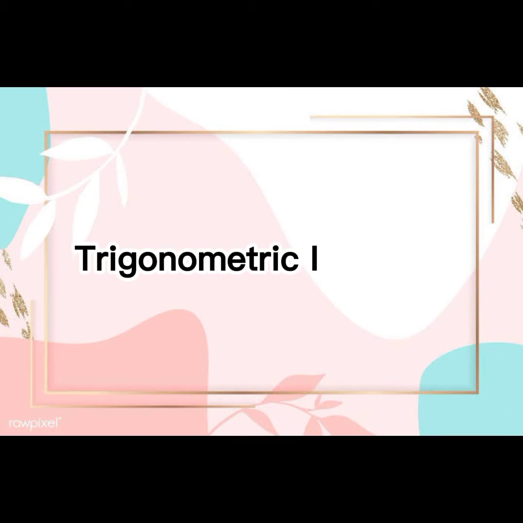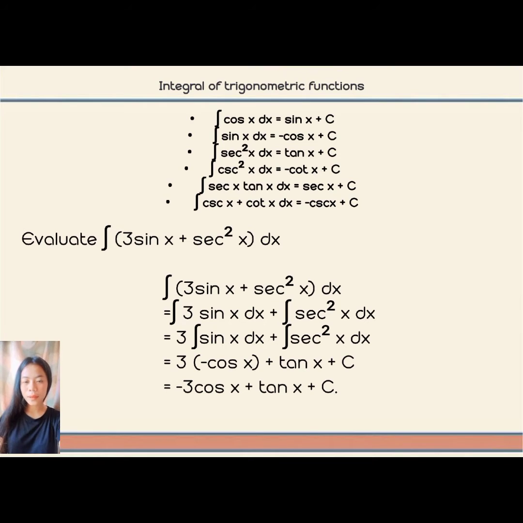So let's move on now to the trigonometric integrals. So let's talk about the formulas first. When we get the integral of cosine of x with respect to x, that is equal to sine of x plus the arbitrary constant c. And when we get the integral of sine x dx, that would be negative cos x plus c.